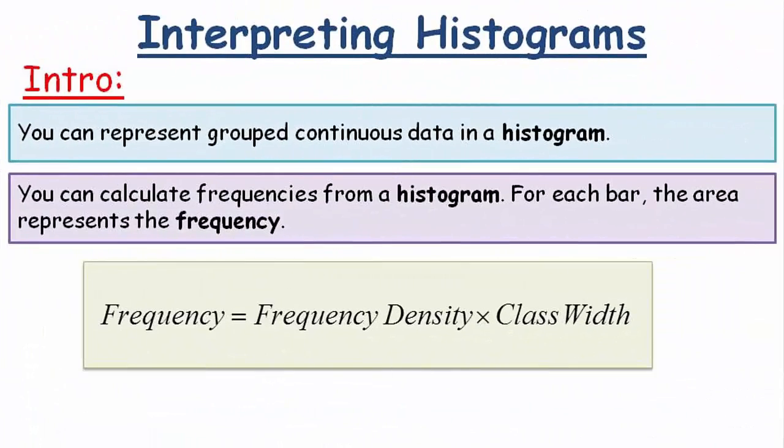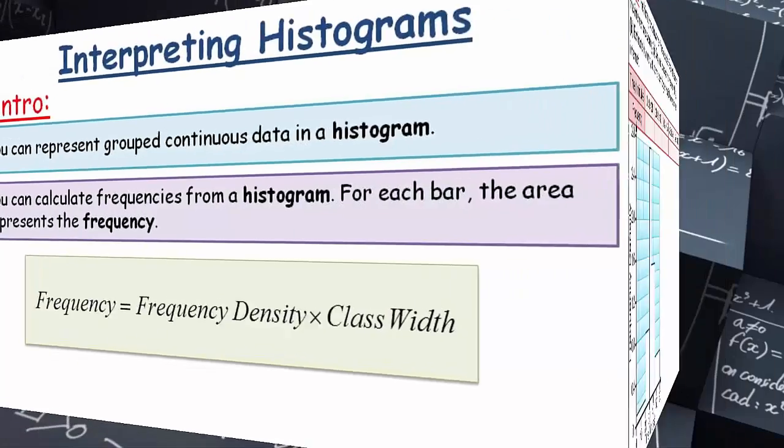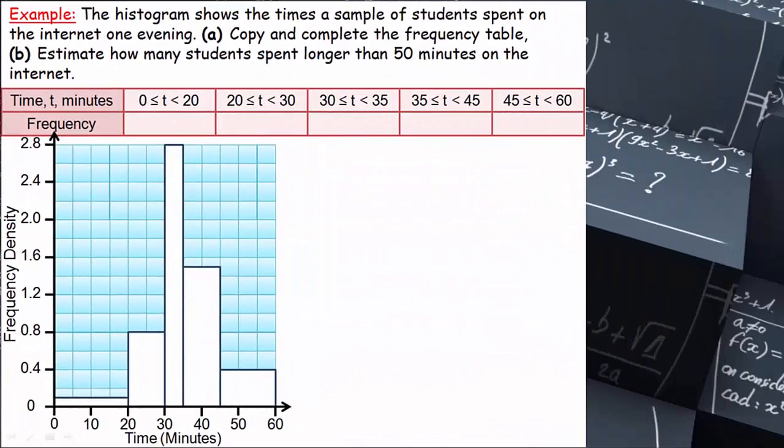If you need to calculate the frequency, you need to remember that the initial equation can be rearranged to give you frequency is equal to frequency density times by class width. In this question here, you are actually given the histogram. The y-axis shows you frequency density and the x-axis is given to you in time. You are asked then to complete the frequency table. You need to remember and encourage students to remember that the area of the bar is equal to the frequency.